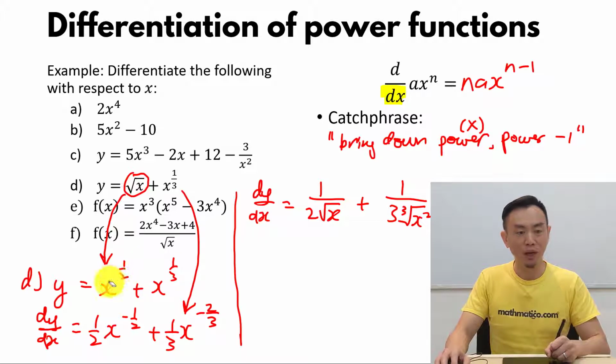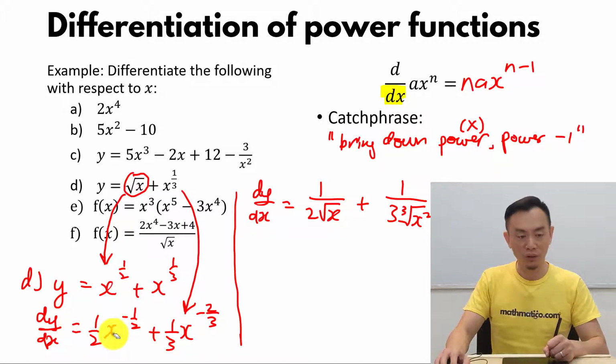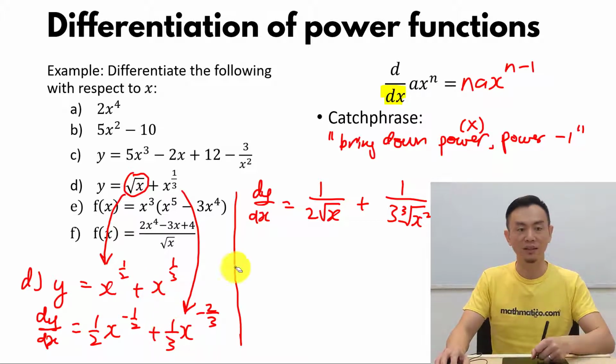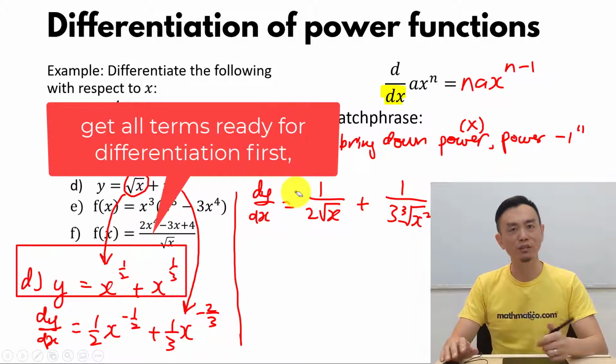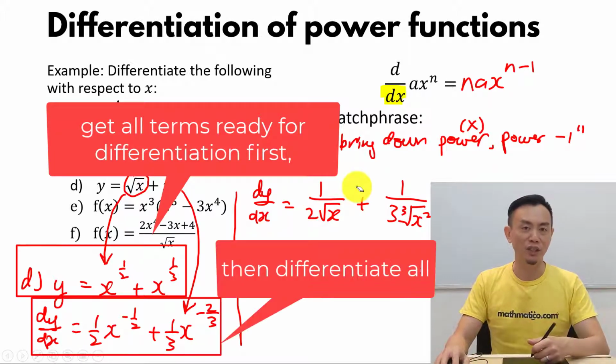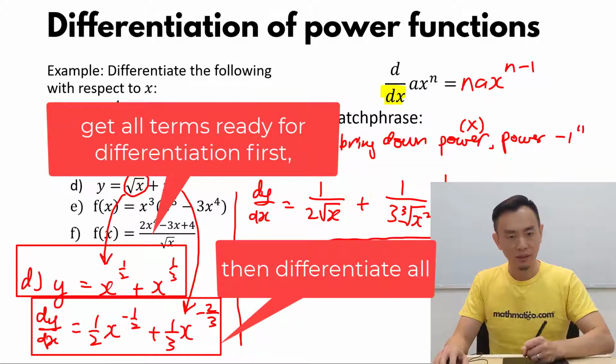I change them all in the same form, but yet the whole line is not differentiated yet. Then the next line I differentiate, we have dy dx, and then all this x to the power of half is differentiated, x to the power of 1/3 is differentiated. Okay, so please do the necessary changing first before you start the differentiation. That's the right way to do it.